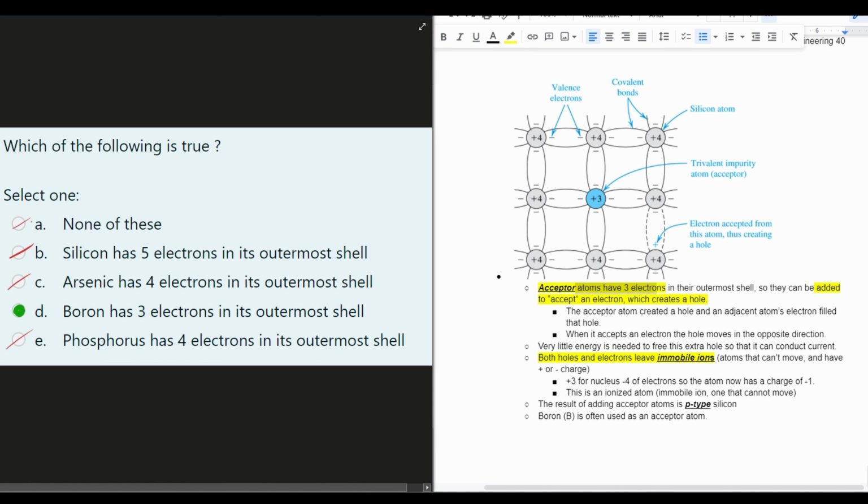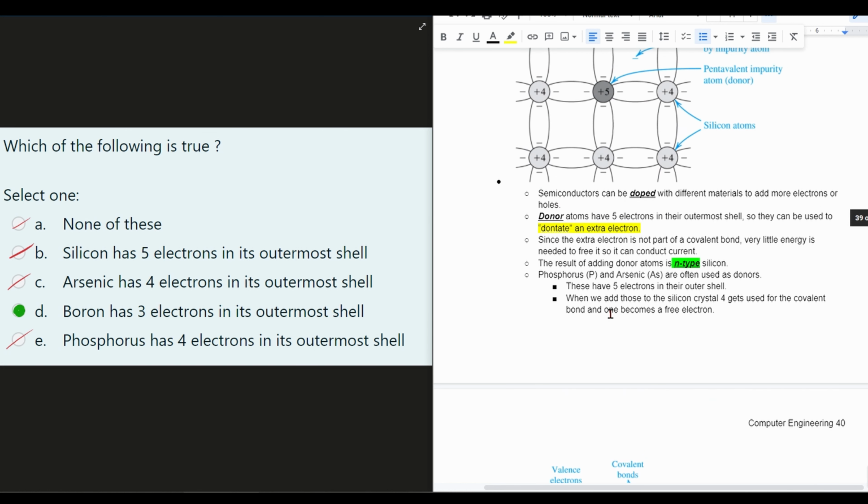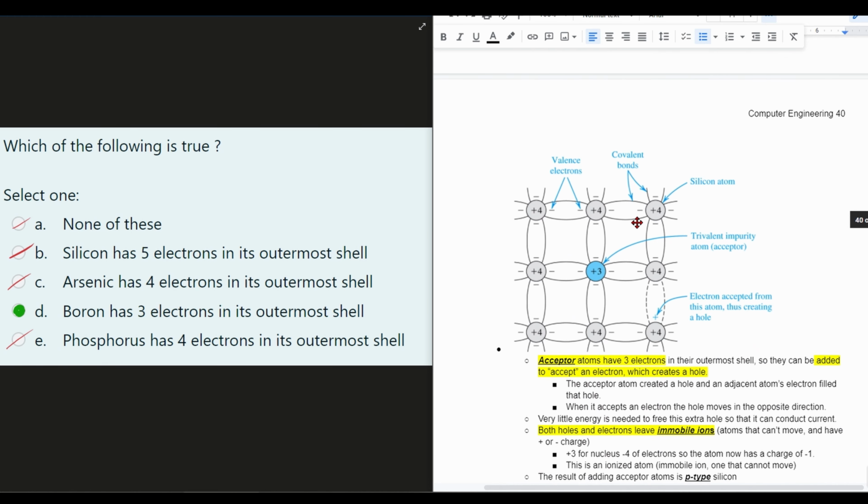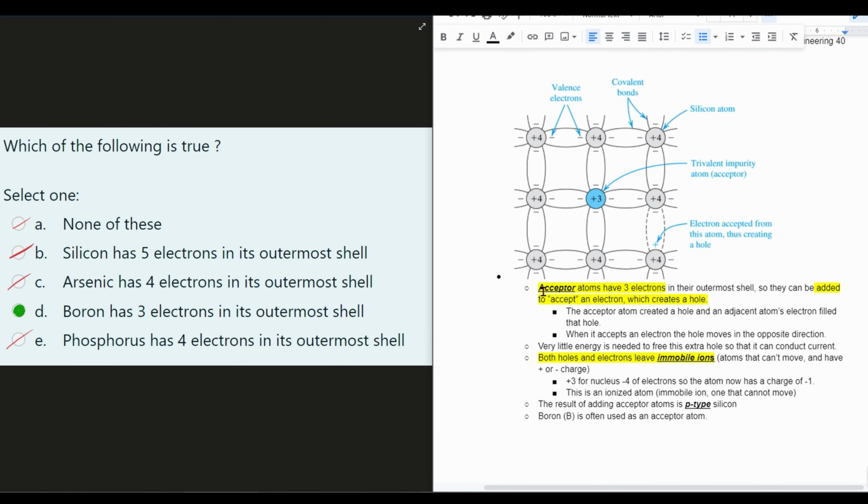So the answer to this problem, and how we would go about finding it, is basically: if it's an acceptor, it has 3 electrons. If it's a donor, it has 5 electrons. This is because a donor needs to donate one of its negative electrons, and an acceptor needs to have a hole, a positive, that way an electron accepted from a different atom can go inside of that hole.